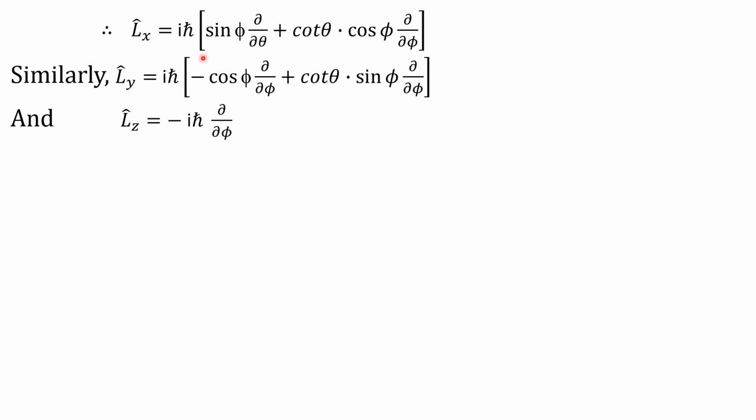Now, these are the values we express in terms of r, theta and phi. This is the homework for you. You can find this value and prove that Lx equals i h cross into the bracketed term, similarly Ly and Lz here.